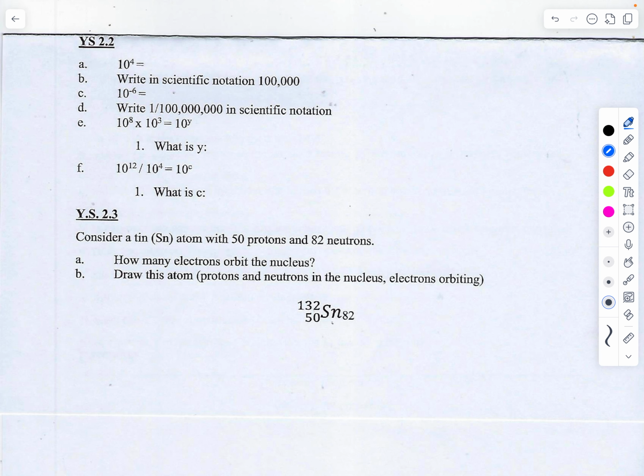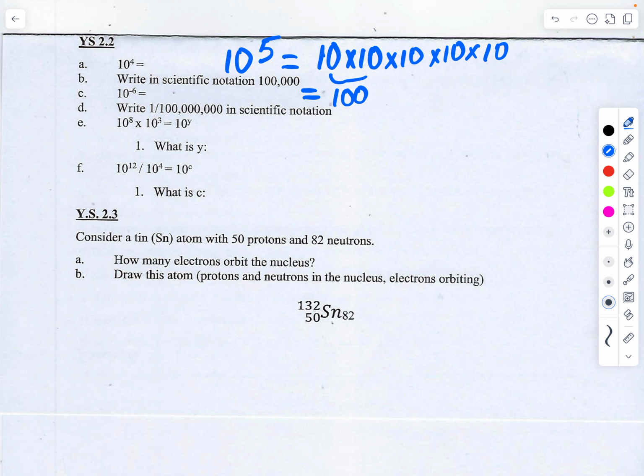Okay, for the first problem, I will make it 10 to the 6. No, that number is too big. Let's do 10 to the 5th. So it's going to be 10 times 10 times 10 times 10 times 10. The first 10 times 10 gives us 100, 100 times 10 gives us 1,000, 1,000 times 10 is 10,000, and 10,000 times 10 is 100,000.